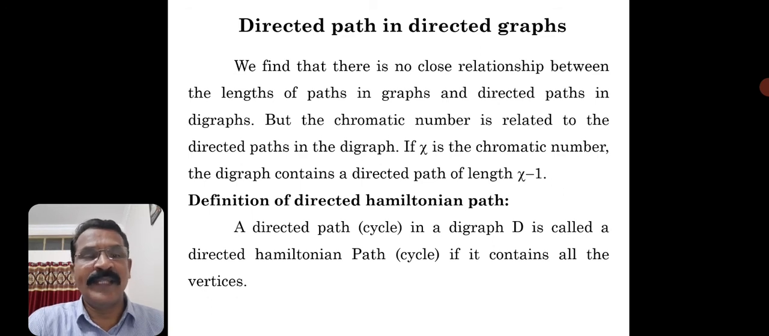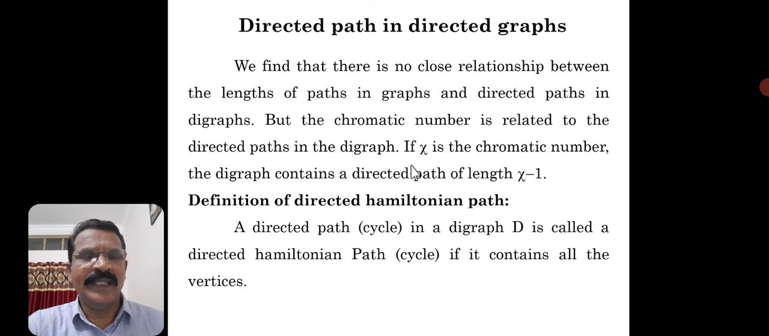But the chromatic number is related to the directed paths in the digraph. What is the chromatic number? The minimum number of colors required to color the graph. What do you mean by coloring of a graph? That we have already discussed in detail in the colorability topic. The minimum number of colors required to color a graph in such a way that no two adjacent vertices have the same color, that is the chromatic number of the graph.